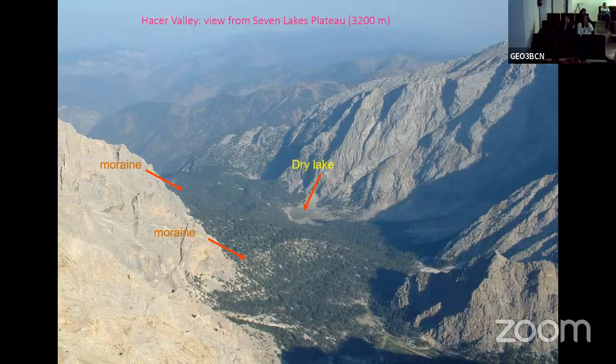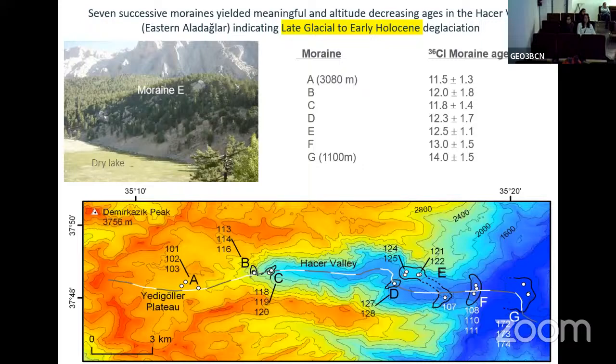So there was a huge, like 17-kilometer long glacier that came down here and started retreating. We dated 7 different recessional moraines here. Here I'll show you the results. This is one of the moraines, and moraine G is around 1,100 meters, and A is around 3,000 meters. And you can see the ages.